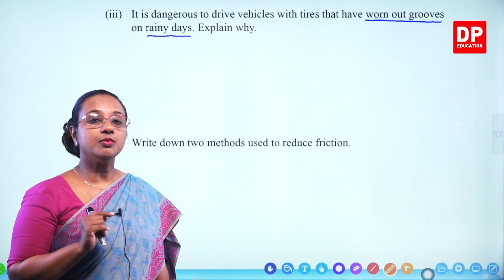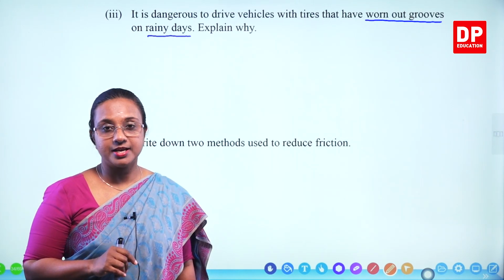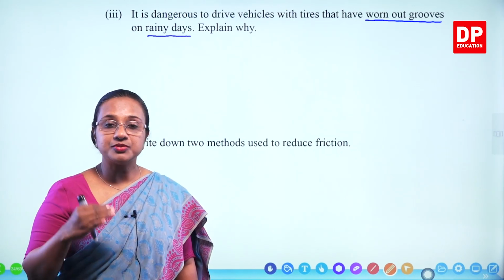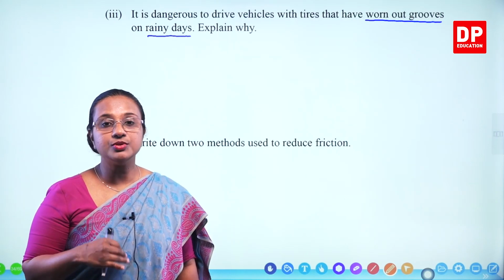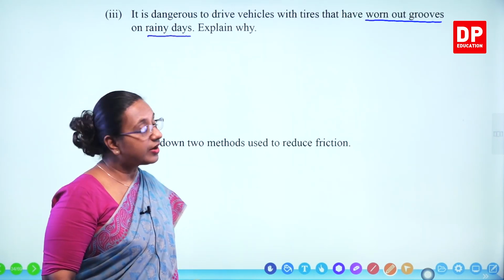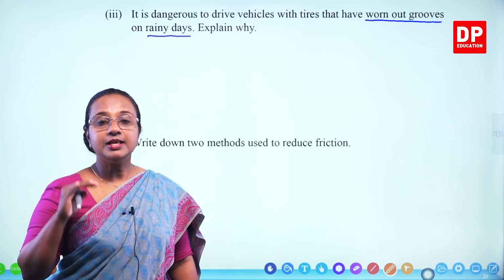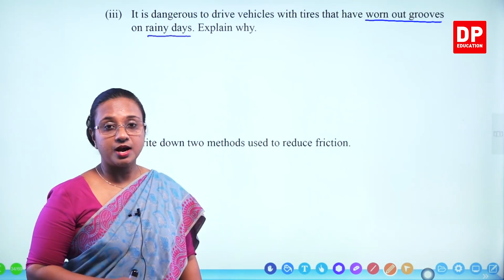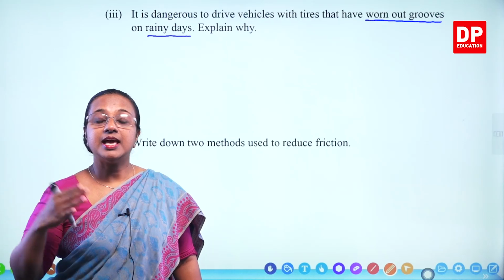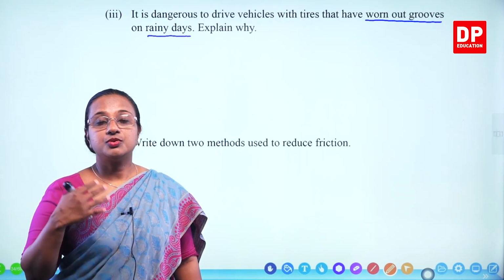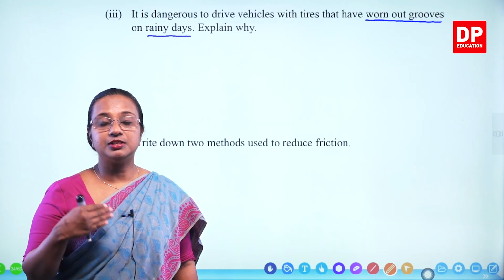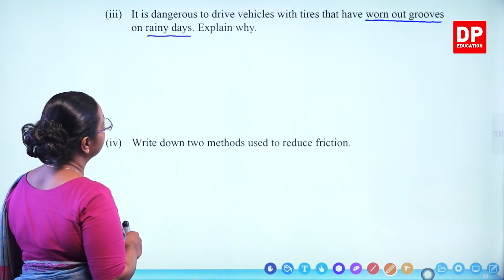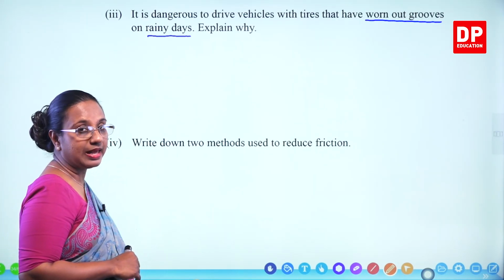You know the reason why there are grooves present on tires. That is to allow the water on road to pass off so that the water does not reduce friction. So on rainy days, there will be a lot of water that will reduce the friction. In addition to that, if the grooves are worn out, then there is less friction exerted by the tire. So this will make the vehicle easily skid off the road. So you have to explain all that here. The question says, explain why.